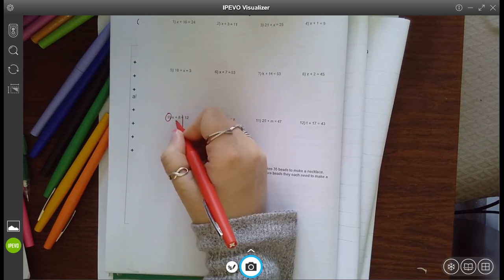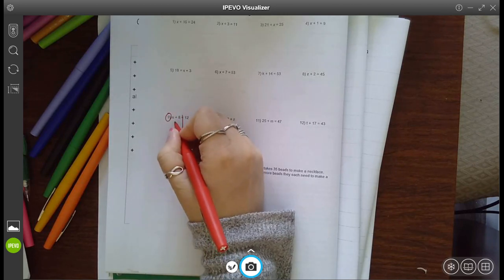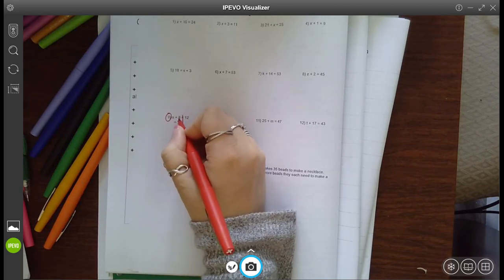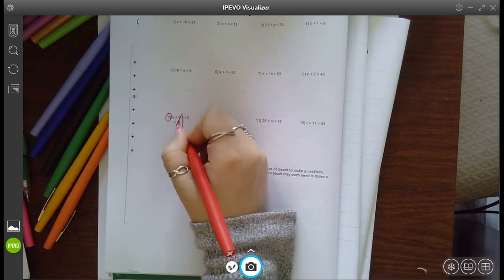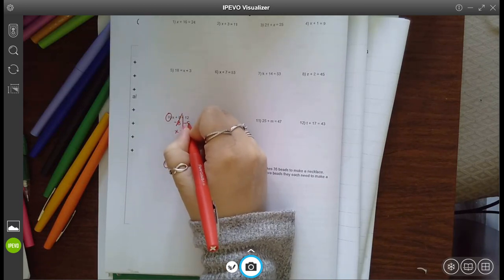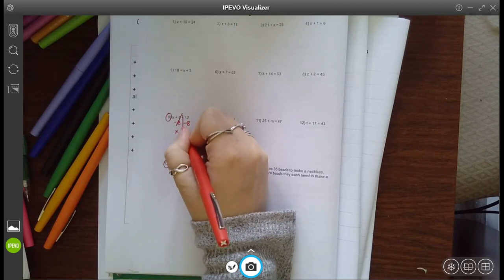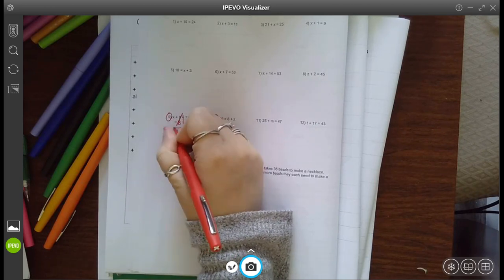So that means this plus 8 needs to go away. The inverse of plus 8 is minus 8, because 8 minus 8 is 0. Now x is by itself. But whatever you do to one side, you have to do to the other. And 12 minus 8 is 4. So I think x is 4.